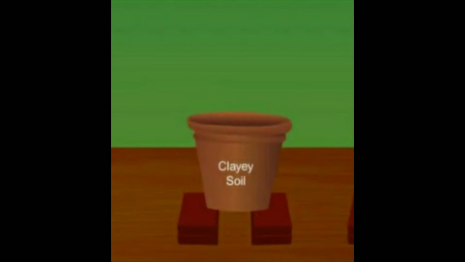Sand particles are quite large. They cannot fit close together, so there are large spaces between them. These spaces are filled with air. We say that sand is well aerated. Water can drain quickly through the spaces between the sand particles. So sandy soils tend to be light, well aerated and rather dry. Clay particles, being much smaller, are packed tightly together, leaving little space for air.